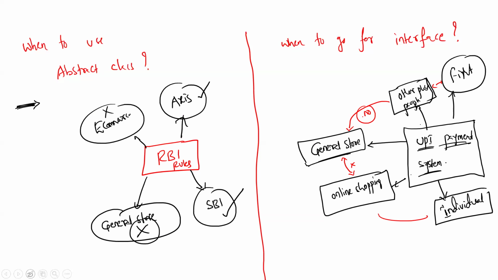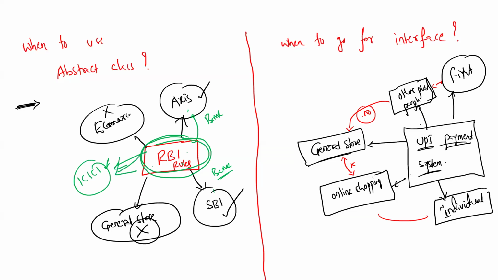So here, the rules set by one entity need to be followed only by related entities. What is the relation from RBI to Axis? Both are banks. And RBI to SBI, both are banking systems. Whichever bank we take, like ICICI Bank, HDFC Bank, they all are banks. So in such a scenario, if the rules set by an entity are followed only by related classes, only related members, then we should go for abstract class.